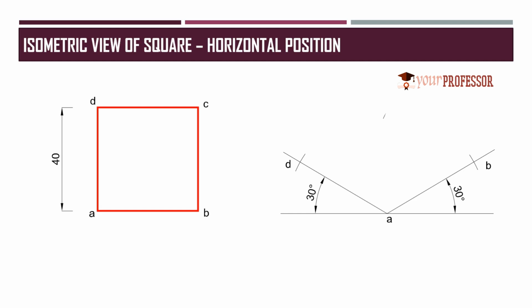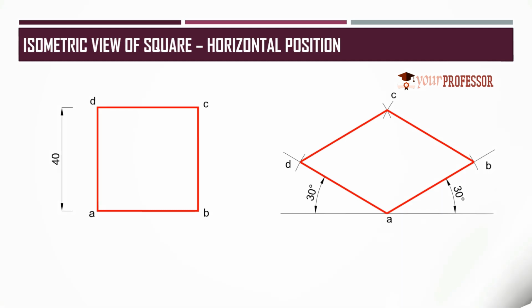So here what I am going to do is, with B as center I did drop one arc, and then D as center I did drop another arc with the same radius 40 mm. The point is C. Join B and C, D and C. So this is nothing but the isometric view of square in horizontal position. I can highlight this. So here I am highlighting with red color. So this is the isometric view of square in horizontal position.